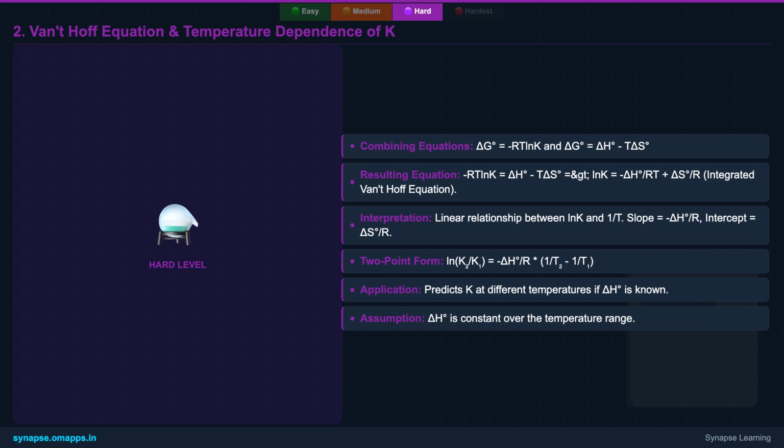Furthermore, the integrated form ln(K2/K1) = -ΔH°/R × (1/T2 - 1/T1) enables us to predict K at a new temperature if we know K at one temperature and ΔH°. This equation is indispensable for optimizing reaction conditions in industrial processes.